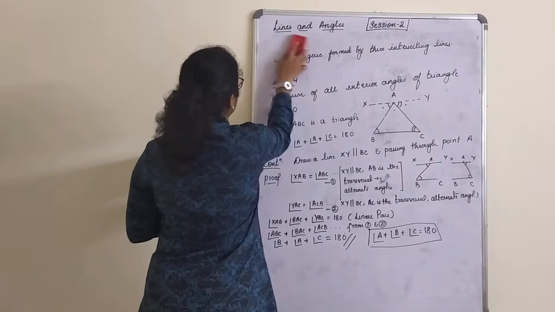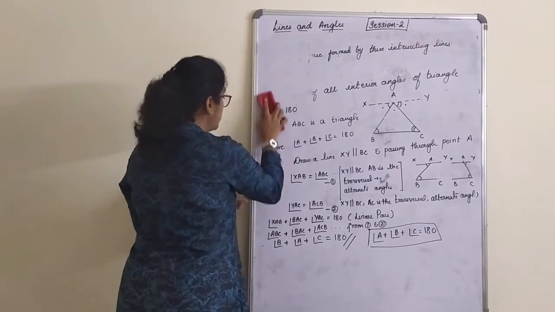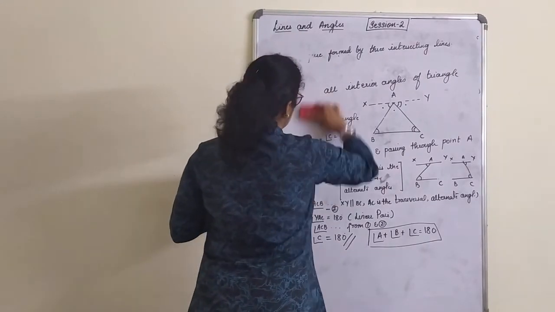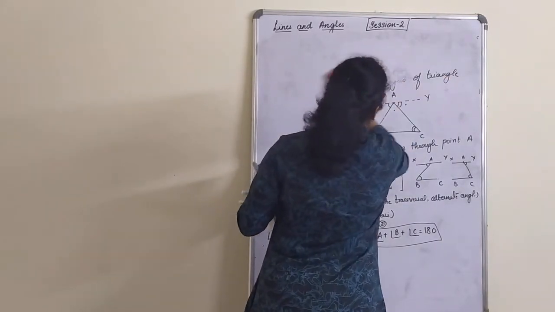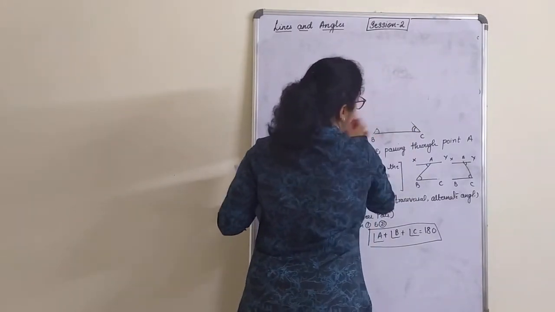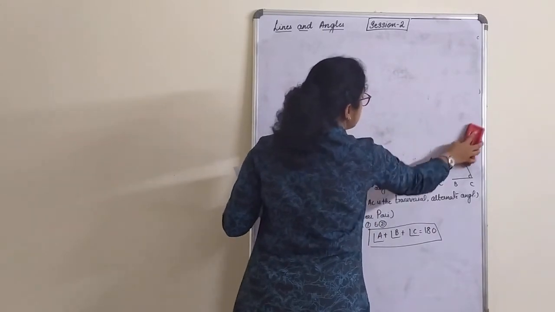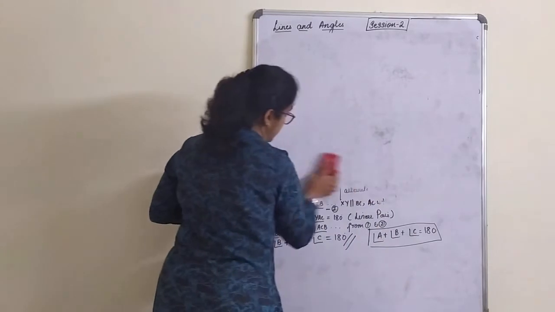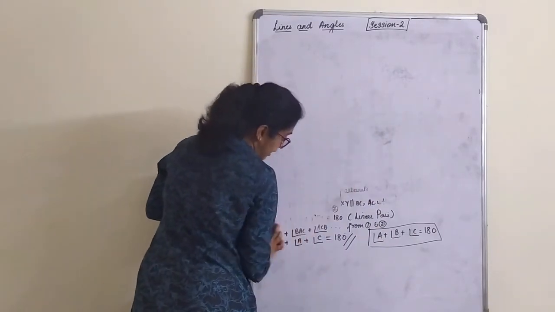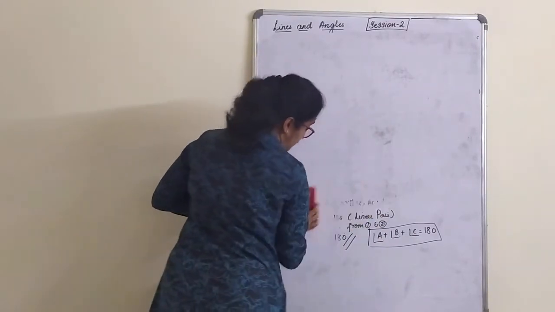So what is an exterior angle? I had told you: if any side of a triangle is produced, the exterior angle so formed is always equal to the sum of the two opposite interior angles. So the statement that I have told has to be proved.